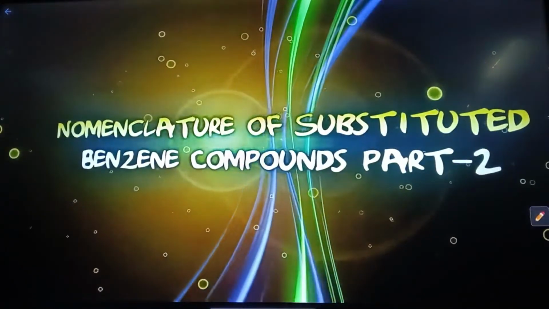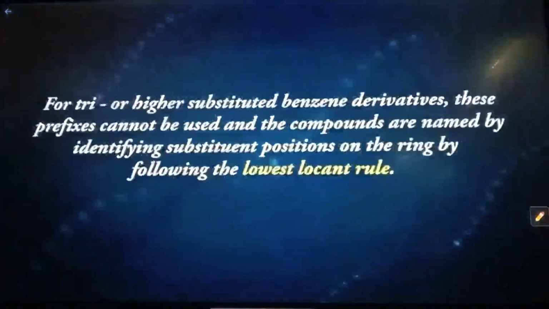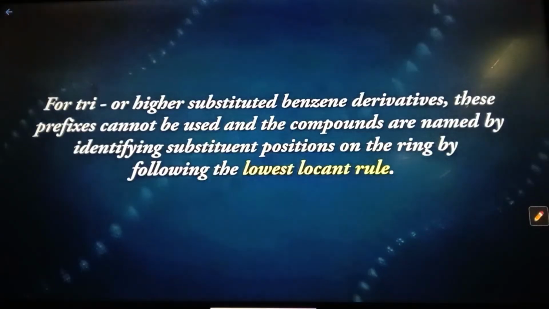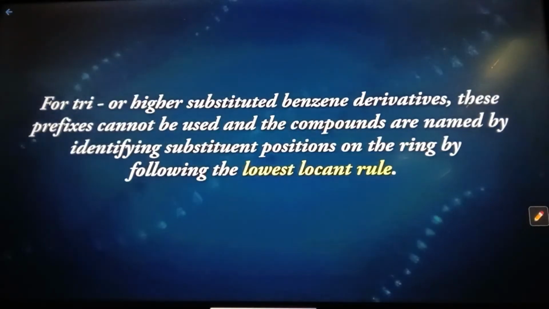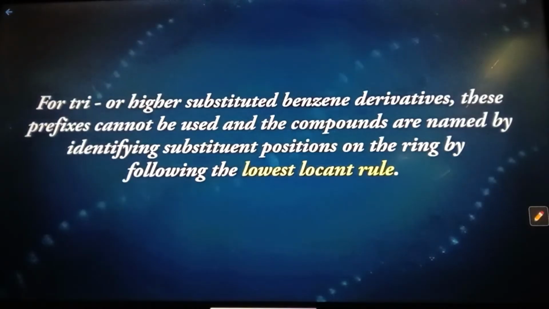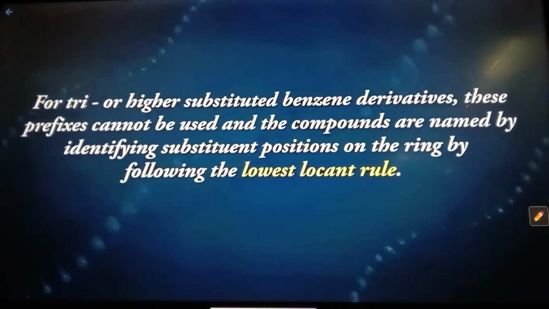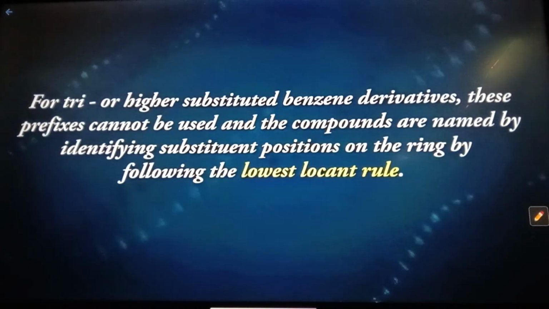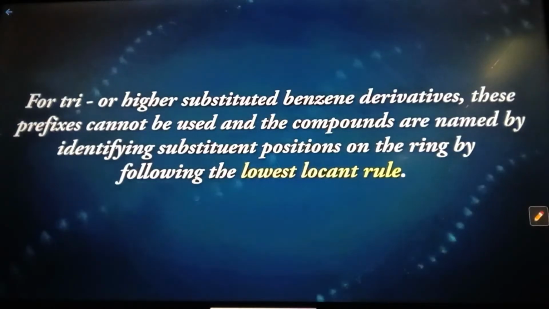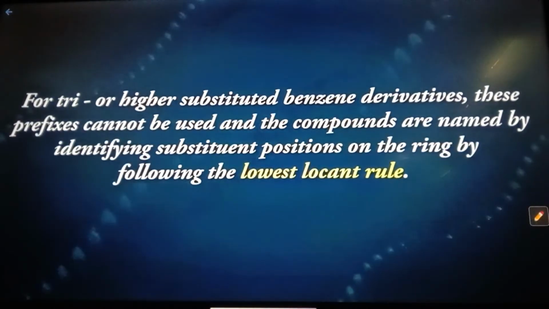Nomenclature of substituted benzene compounds, Part 2. For tri or higher substituted benzene derivatives, these prefixes cannot be used, and the compounds are named by identifying substituent positions on the ring by following the lowest locant rule.